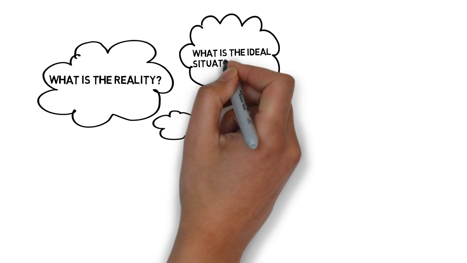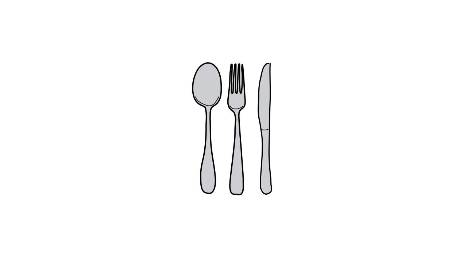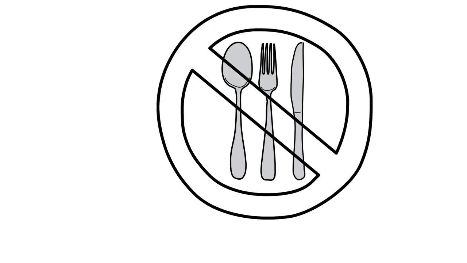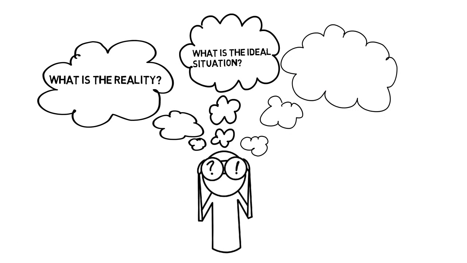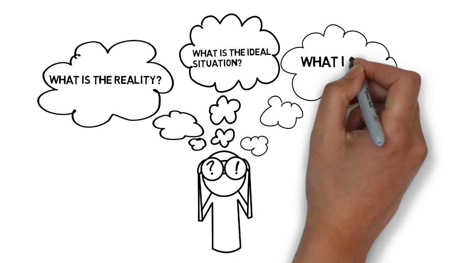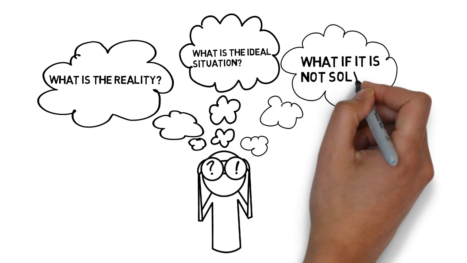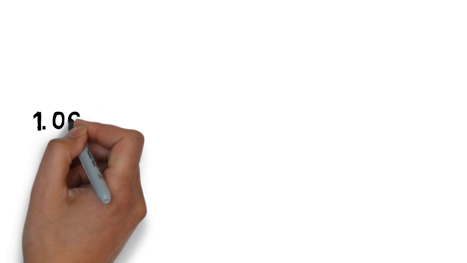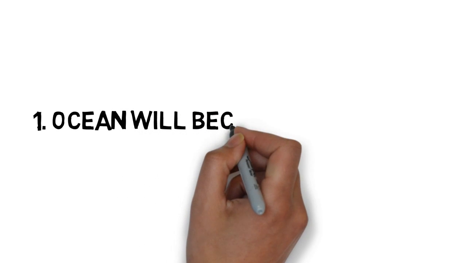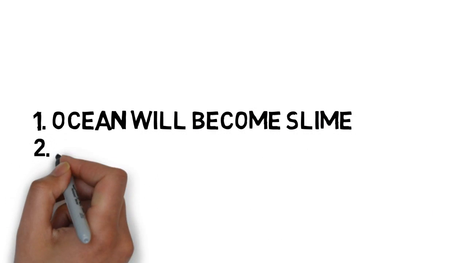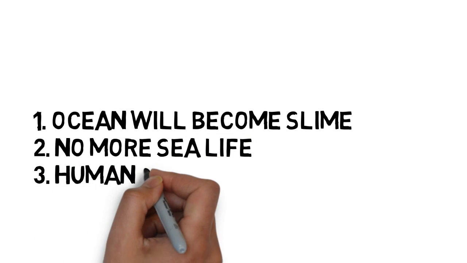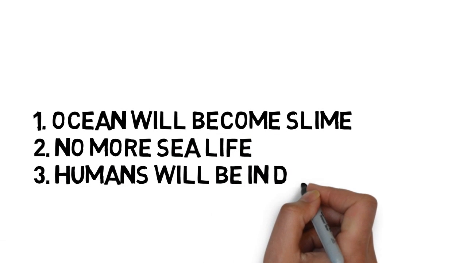The ideal situation would be to reduce or eliminate plastic utensils. I'm sure he wondered if he could make utensils out of a material that was not harmful to the environment and humans. Once you better understand the reality and the ideal, you need to consider what would happen if the problem situation was not solved. If we don't stop throwing out plastic utensils and other plastics, our oceans will become plastic slime, there will be no more sea life, and humans will be in danger. So this is a good problem to solve.